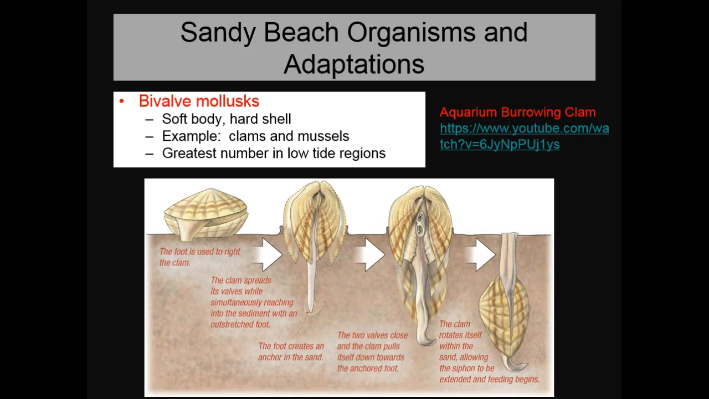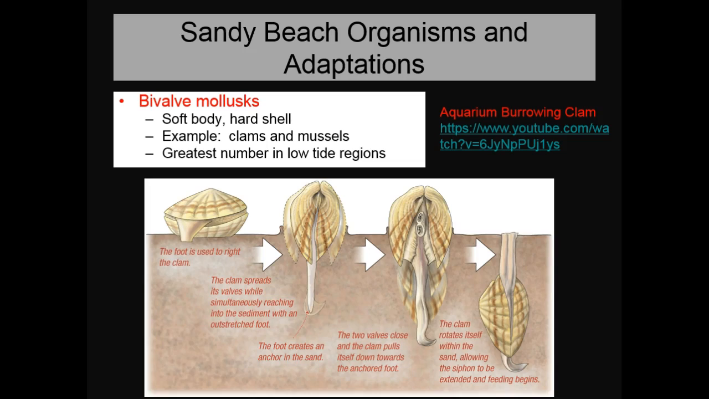Another great example of an infauna is a bivalve mollusk. Bivalve, bi means two. Bivalve refers to the two shells that are hinged and fold together. So here we have a clam. Clams, oysters, mussels, scallops, they're all bivalves with two different shells.